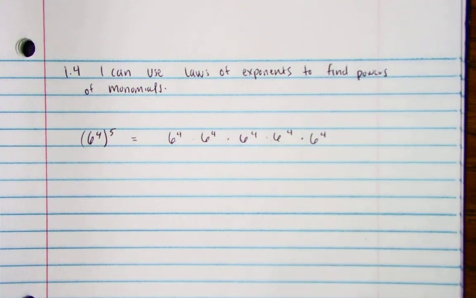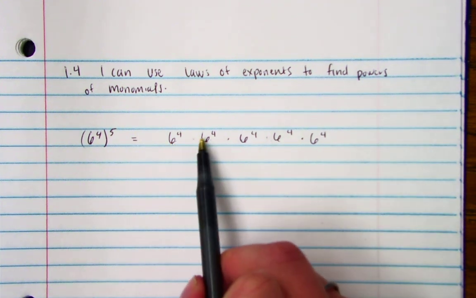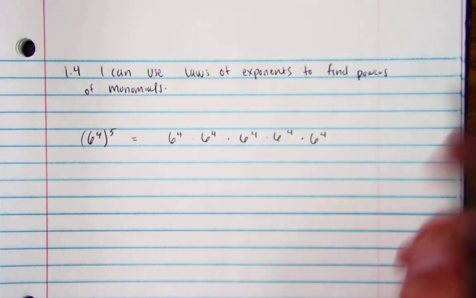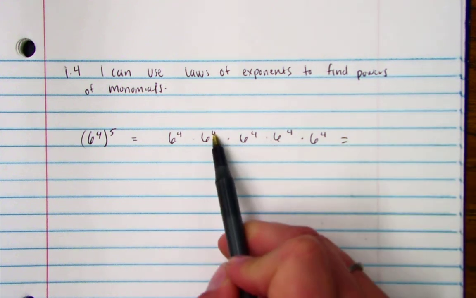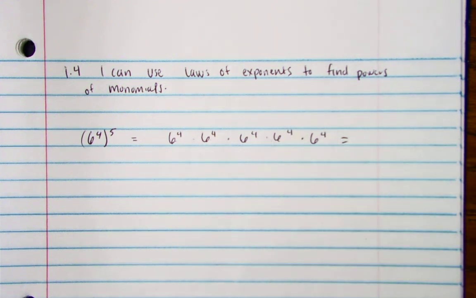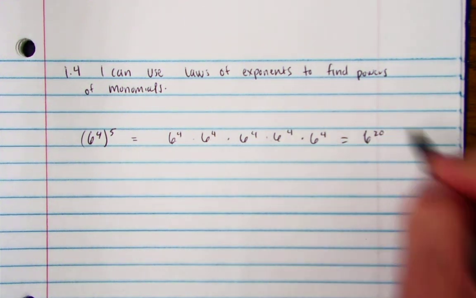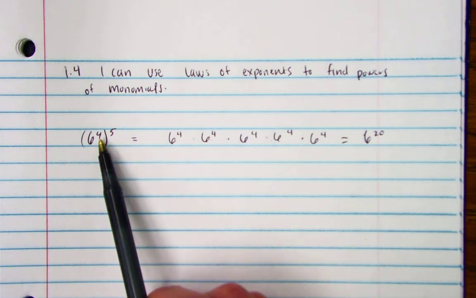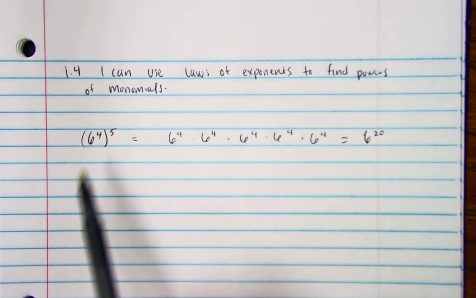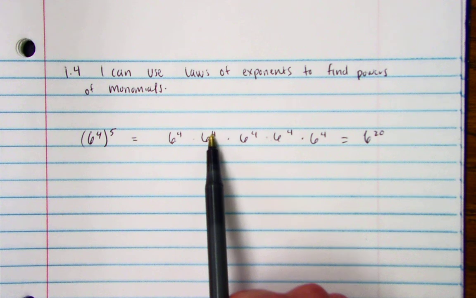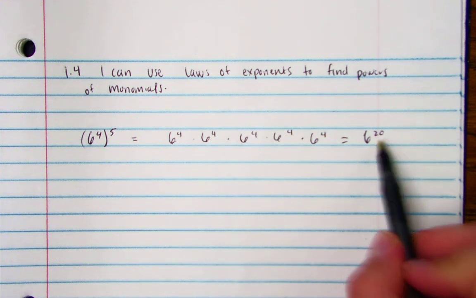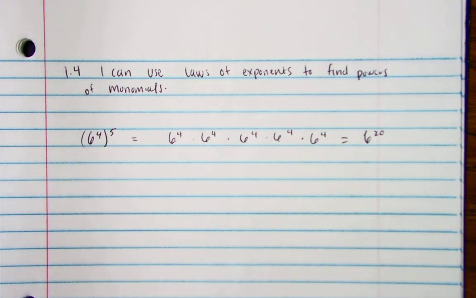Okay, but what did we learn last time in our videos? That when we have the same base, we can add the exponents. So this would be 4 plus 4 plus 4 plus 4 plus 4, which would be 6 to the 20th. So all we're really doing is multiplying 4 times 5, because 4 times 1, 2, 3, 4, 5 gives us 6 to the 20th.